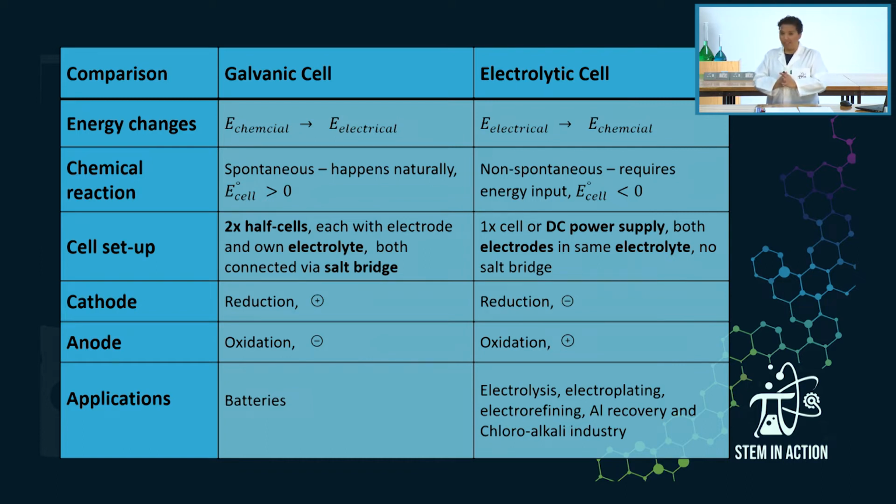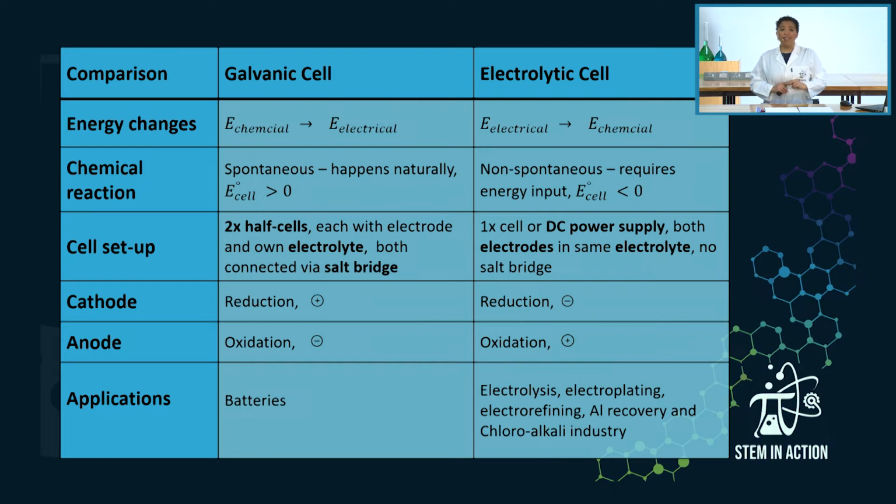The cathode and the anode, remember, do not learn cathode and anode as positive or negative, because they are different for these two cells. What you can remember is that reduction always takes place at the cathode and oxidation always takes place at the anode. And this is the same for galvanic and for electrolytic. However, if you look at this table, you can look at the polarity of these electrodes. They are the opposite for galvanic cells and electrolytic cells.